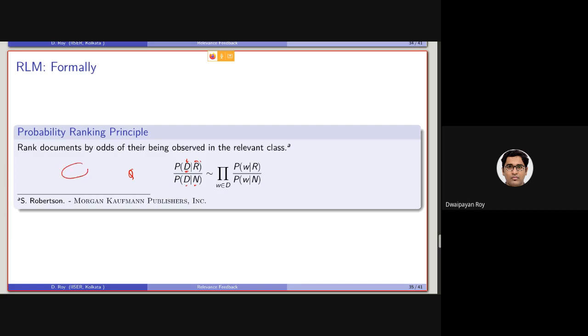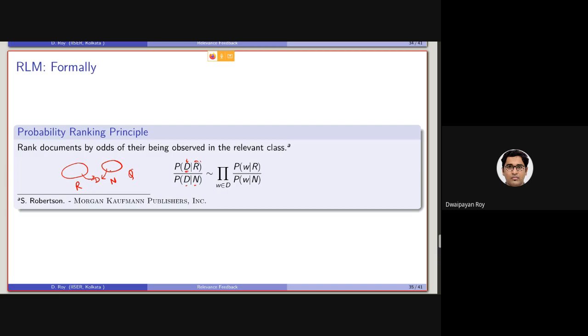So there are two sets. This is say R, this is say NR or N. How likely is it that a document under consideration, which we will be ranking, will be scoring, is selected from this and selected from this? This can be estimated based on the odds ratio.